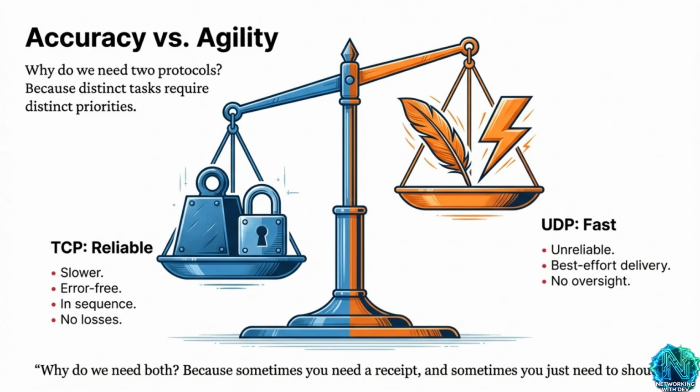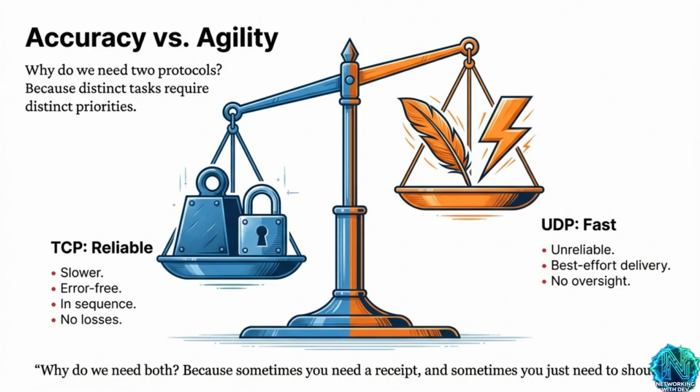TCP is your reliable choice. Think of it as the heavyweight on the scale. It is intentionally slower because it ensures your data is error-free, delivered in sequence, and with no losses. It's the protocol you use when accuracy is non-negotiable.